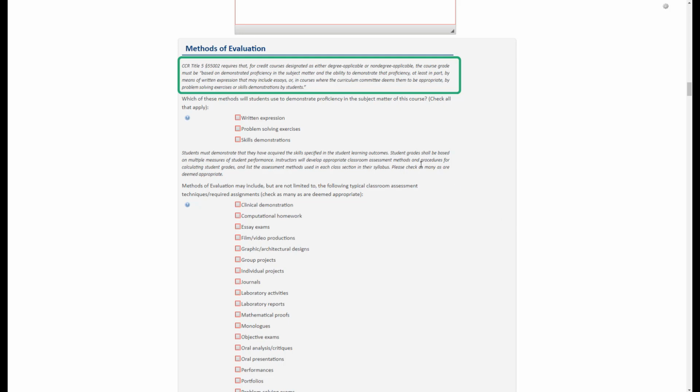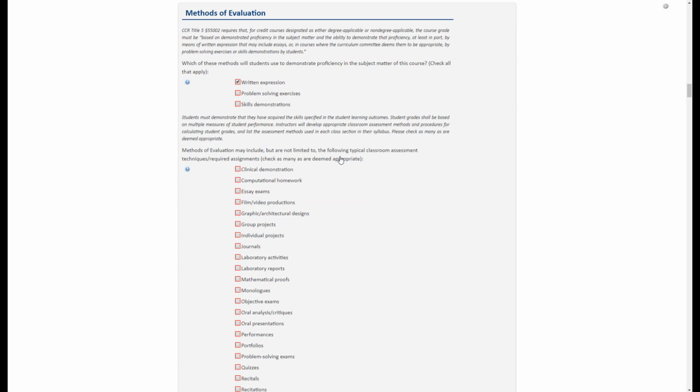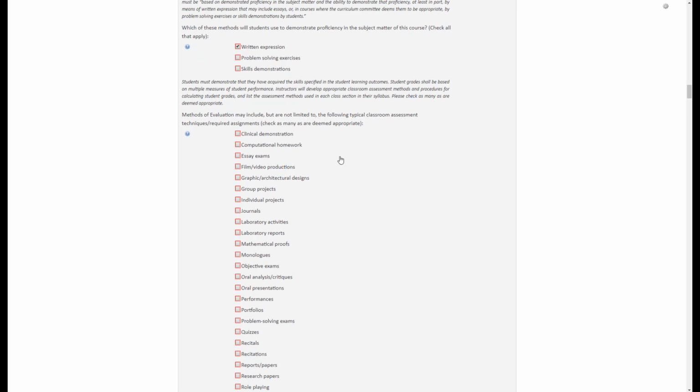Faculty must select which of these methods students will use to demonstrate proficiency in the subject matter of the course. So for our sample history course, we will say written expression. Students must demonstrate that they have acquired the skills specified in the student learning outcomes. Student grades shall be based on multiple measures of student performance.